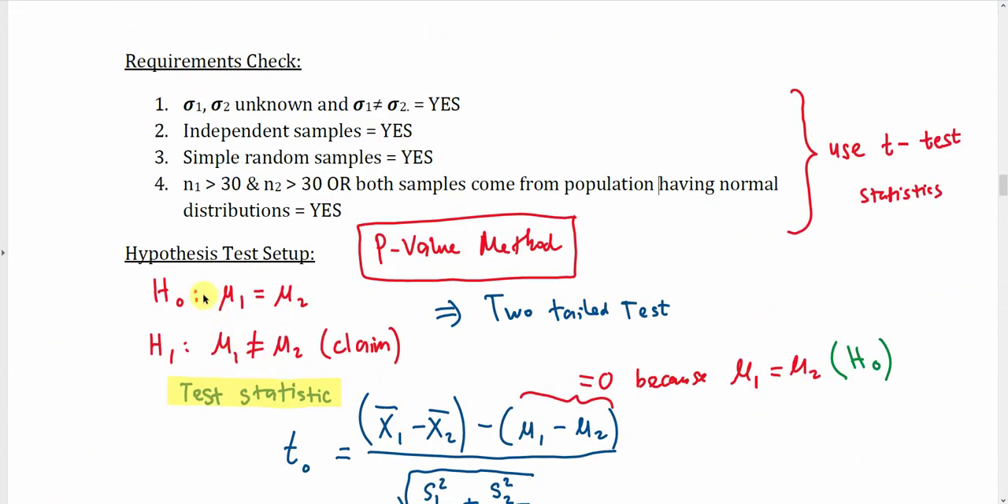Because we do not reject this null hypothesis, that means we do not have enough evidence to conclude that H1 is true, or that the mean scores of the two classes are different. So we cannot conclude or support the alternative hypothesis because we did not reject the H0.